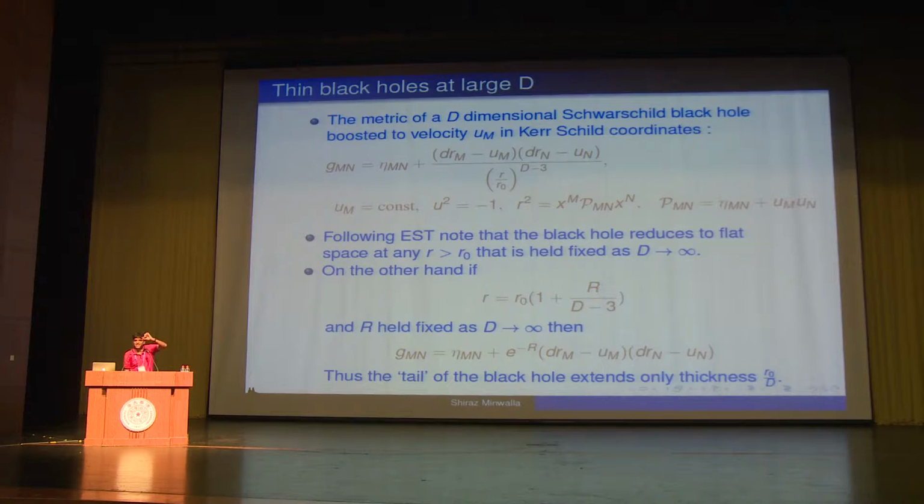And so we see that the black hole develops a sort of thickness, a thickness whose size is R naught divided by d. Okay? So there are two length scales in describing this black hole physics at large d: the size of the black hole and the thickness of the black hole. The thickness is smaller than the size by 1 over d. This was a key observation made by Emparan, Suzuki, and Tanabe.